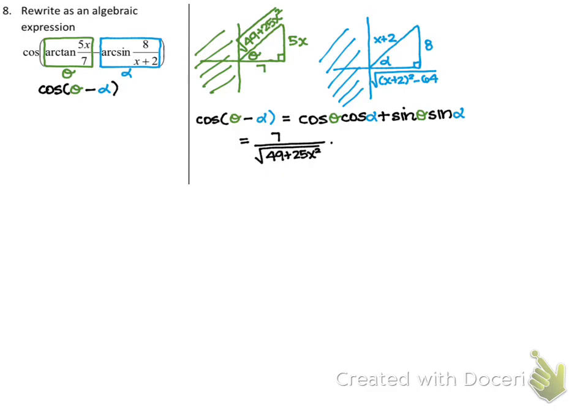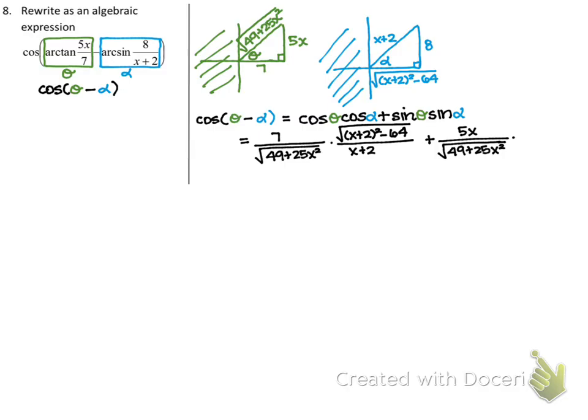Okay, now go to the blue triangle, go to alpha. Alpha cosine is going to be that big square root of x plus 2 squared minus 64. So that's the adjacent over the hypotenuse, which was x plus 2. Okay, that's just the first guy. Plus. Go back to your green. Sine is going to be 5x over the square root of 49 plus 25x squared times.